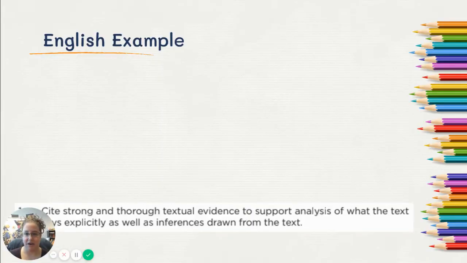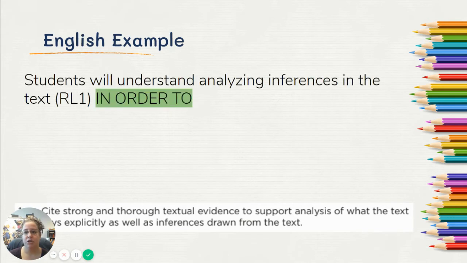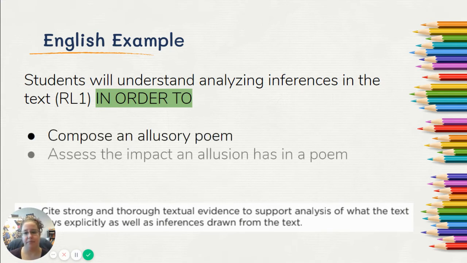The English example, based on the standard below: students will understand analyzing inferences in the text, that's RL1, in order to compose an illusory poem and assess the impact an illusion has in a poem. So one thing you'll notice is that this standard stays for multiple days. Those success criteria will take me multiple days in order to achieve. Composing illusory poem could take 1 to 2 days. Assessing the impact an illusion has could take 3. But I'm able to keep the same learning objective because the students are deepening their understanding of that standard.